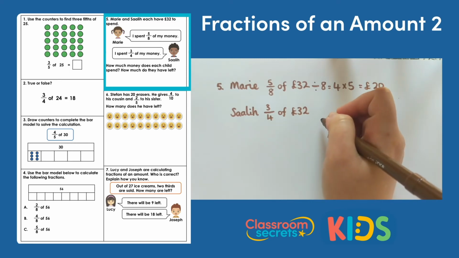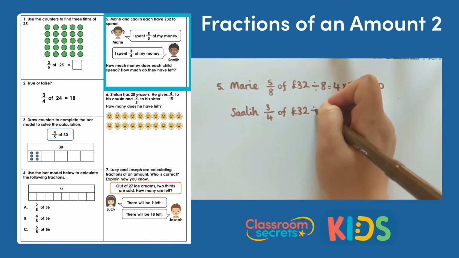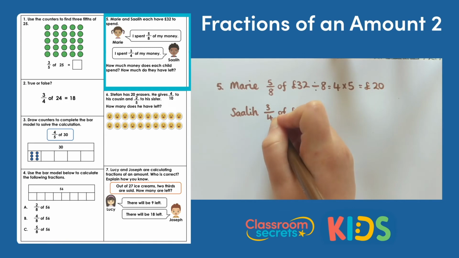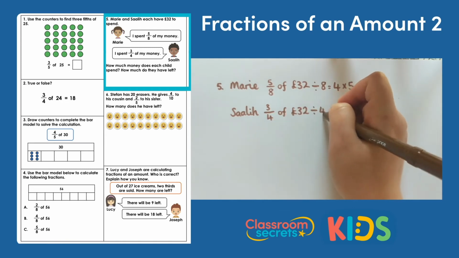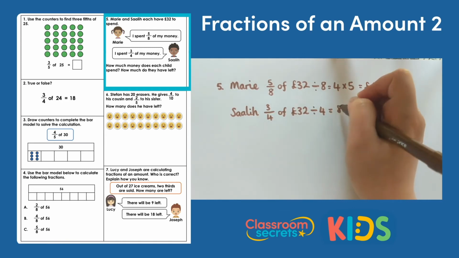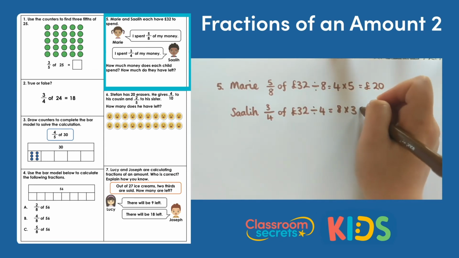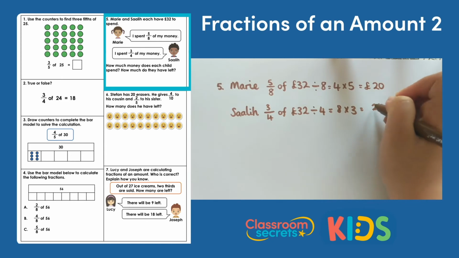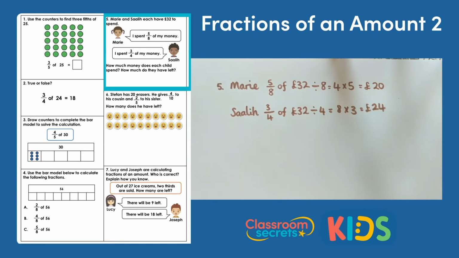We can do the same for Sally. So we divide by the denominator, which in this case is quarters. So 32 divided by 4 equals 8. And then 8 times the numerator, which is 3, equals £24. So we know that this is how much they each have spent.